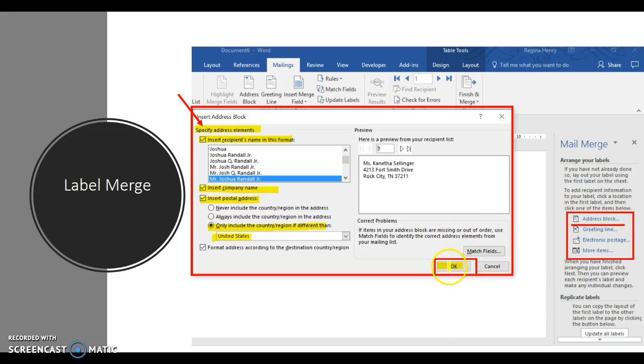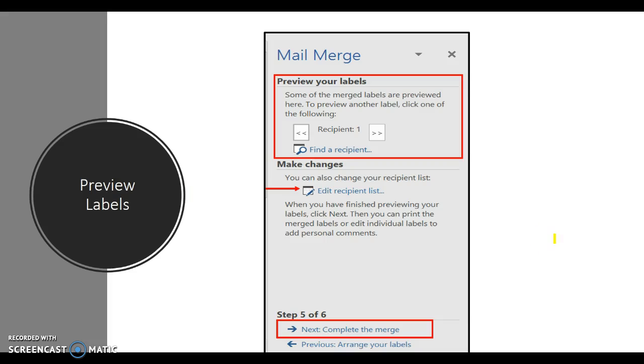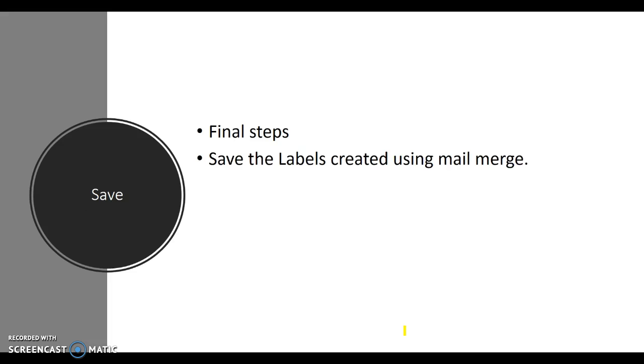Well, before selecting OK, I'll make sure that I've selected address block, because for the mailing labels, I do want to make sure that the address block appears. You can preview to see that all of your recipients are there. If you need to make additional edits, you go and select edit your recipient list. If everything is as you desire, then you'll select Next to complete the mail merge.